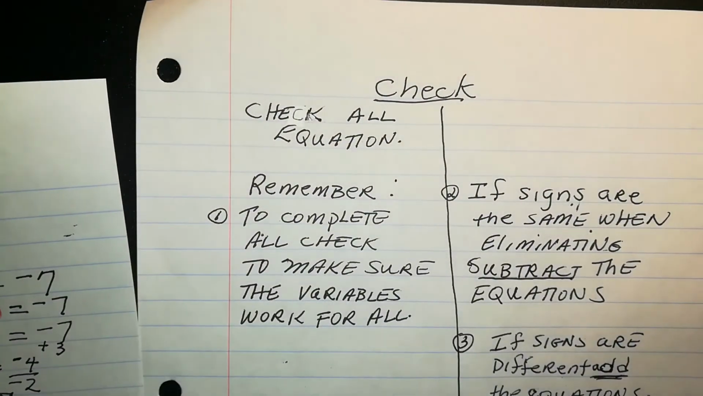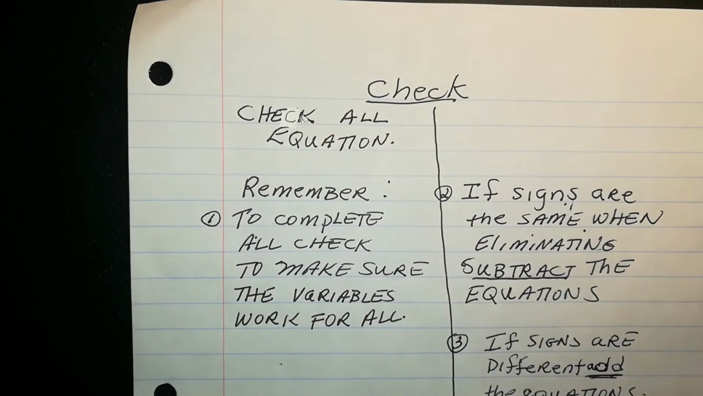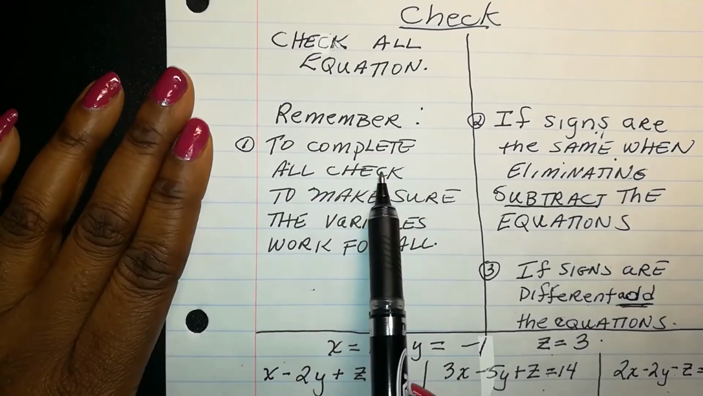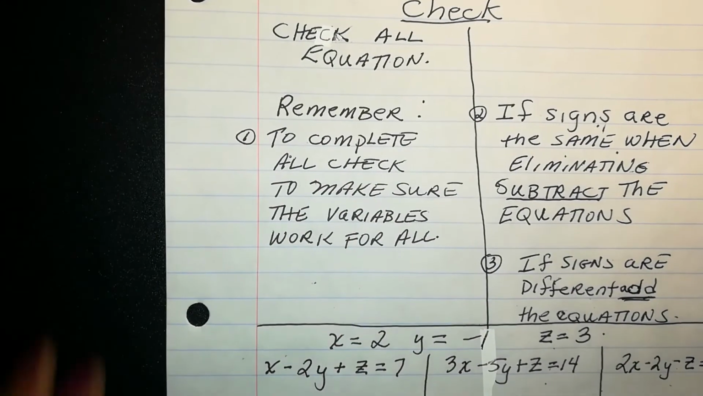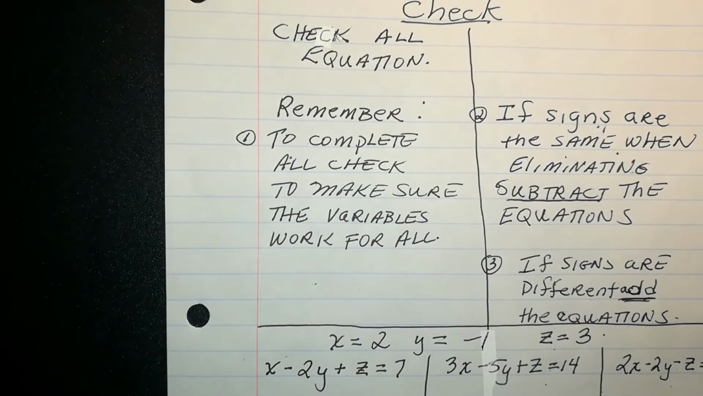I want to just note a couple of things. I'm going to write the numbers in. This is what we ended up with. But I want to talk about this first. Remember, to complete all checks so that you make sure that the variables all work. Because sometimes you can check 1 or 2 equations and they'll work fine, but then really on the third one, it doesn't work. So that means something went wrong. When you substitute in the variables into all, you prove that they work for all of the equations that you started with, the original equations.